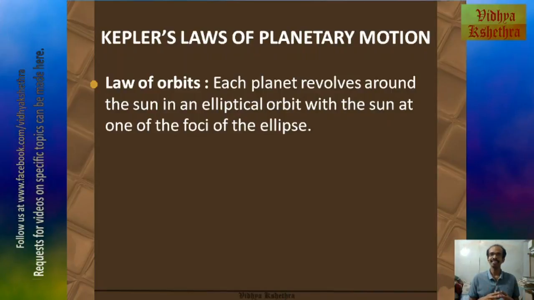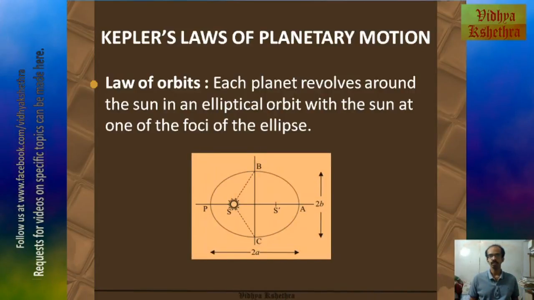It states that each planet revolves around the Sun in an elliptical orbit with the Sun at one of the foci of the ellipse. An ellipse is shown in this figure and the Sun is placed at one of the foci. So the path of revolution of the planet around the Sun is given by the elliptical path. Here 2a is the major axis of the elliptical path and 2b is the minor axis of the elliptical path.